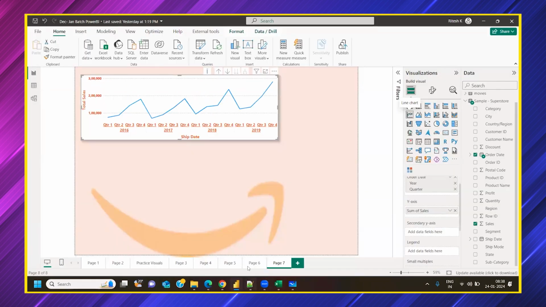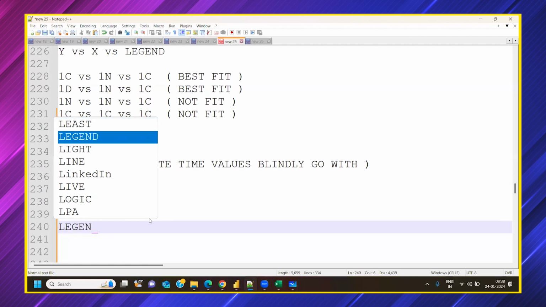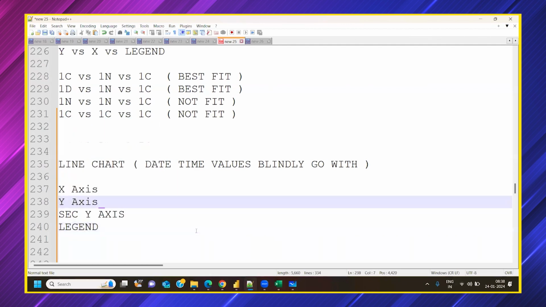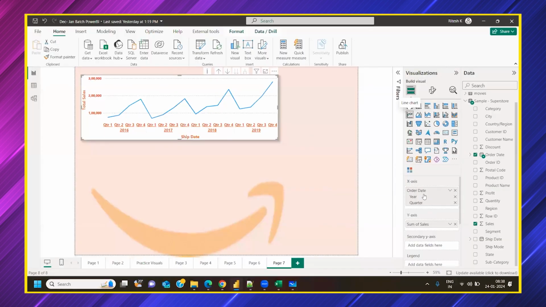We also have a legend. Let me mention that as well. See, here we have taken order date, categorical value in x-axis. In case of y-axis, I have taken a numerical value, which is sum of sales. Now, what is the use case of secondary y-axis? In case of secondary y-axis, I'll take profit.